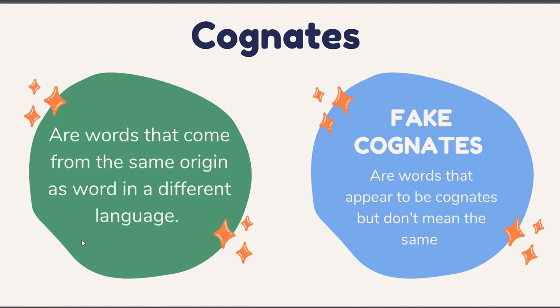We also have the fake cognates, that are words that appear to be cognates but they actually don't mean the same. An example of these fake cognates can be words like actually in English, that if you speak Spanish you can think that means actualmente, but if you want to say actualmente in English, the word that you have to use is nowadays. Or things like bomber in English, that in Spanish you can think that means bombero, but actually if you want to say bombero in English you have to say firefighter.